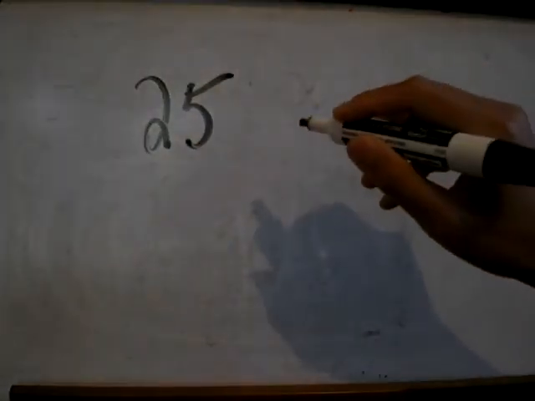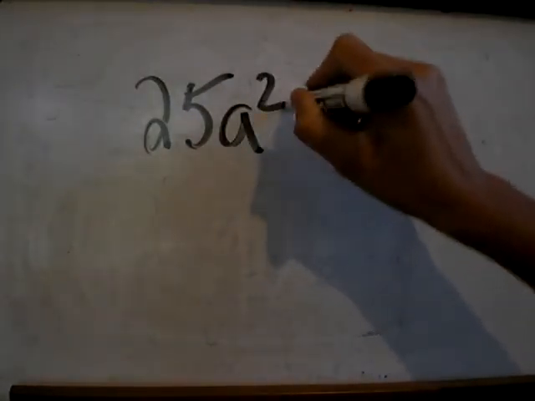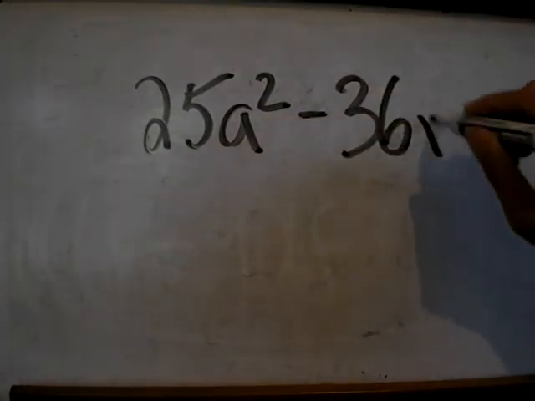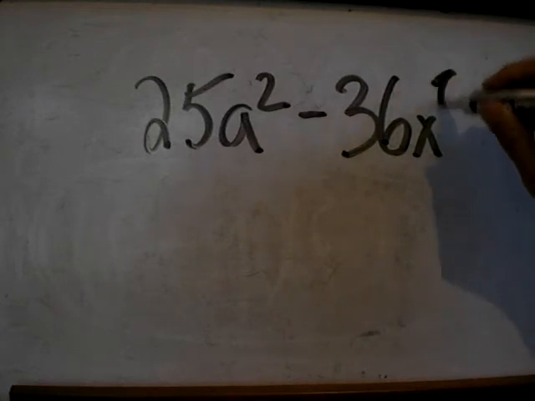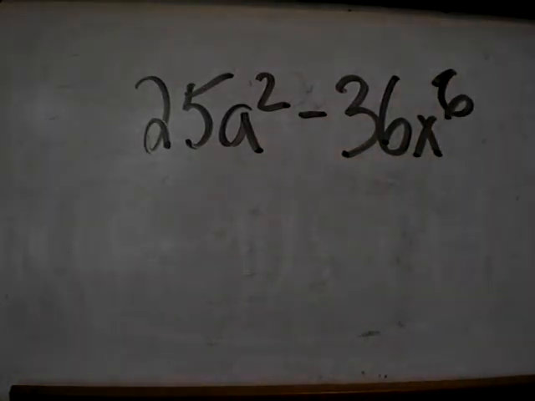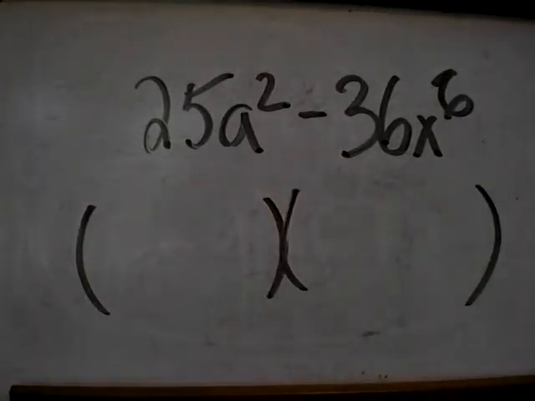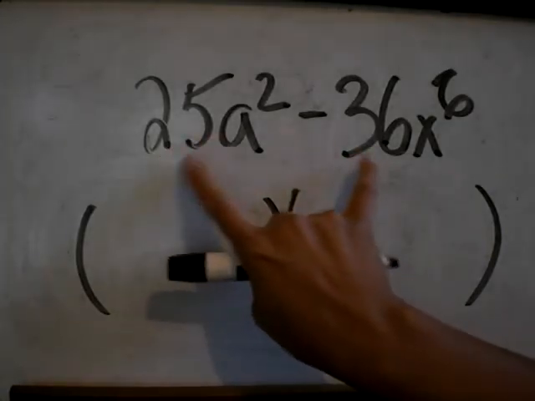Okay, let's do 25a squared minus 36x to the 6th. Okay, all right. So in this case, we're going to do the same thing. The only difference is that we have coefficients here, and that's okay.